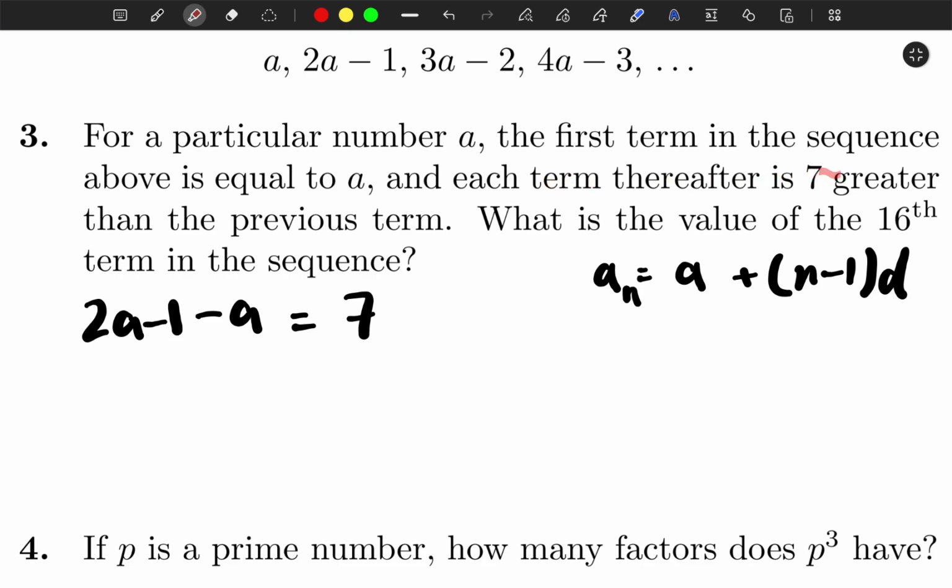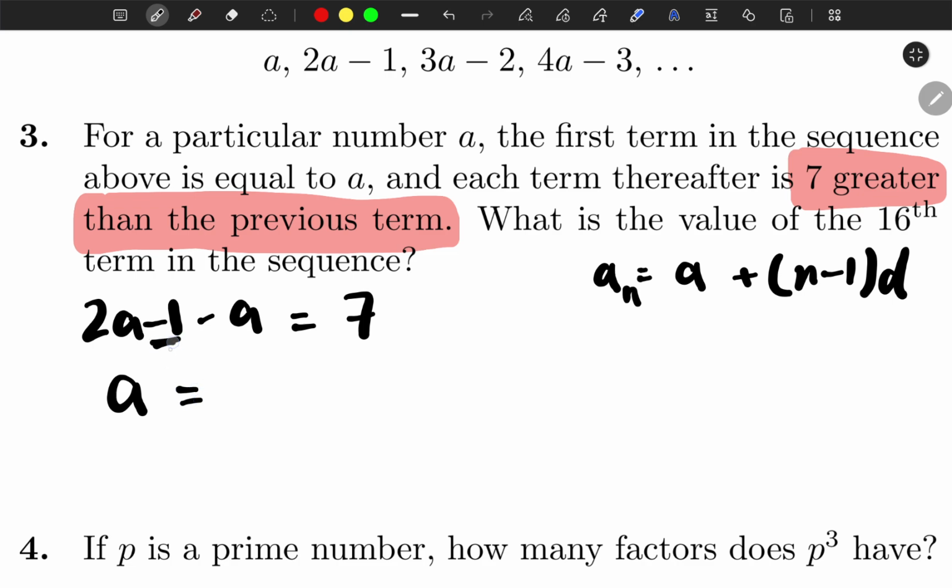Yeah, each term thereafter is 7 greater than the previous term. So if the term is 7 greater than the previous term, we can subtract the next term from the previous term and we will get 7. Anyways, once we solve that, this a over here will subtract with this 2a, so what we're going to be left with is a over here. We'll take this minus 1 on the other side. We're going to get a equals 8. So we know the first term is going to be 8. That is something we know now.